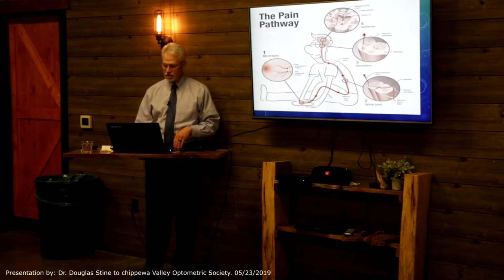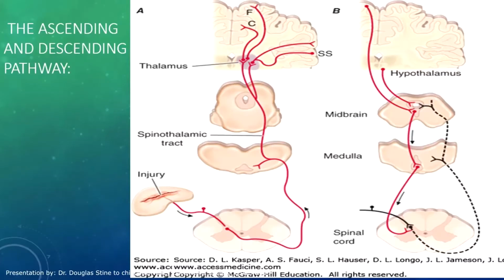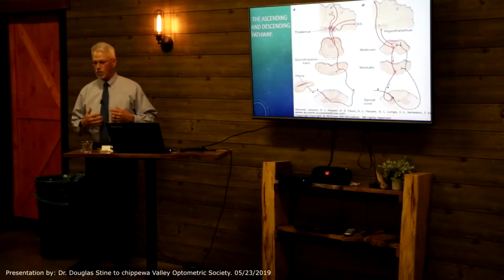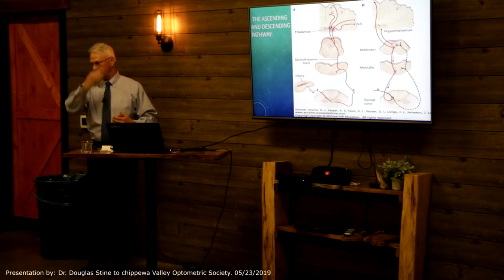So here's a guy that steps on the acid-covered nail. There's also a descending pathway of pain. And the descending pathway of pain is how you interpret the pain and how you respond to it. And you can actually control the signal that gets through to you, to the thalamus, through the descending pathway.